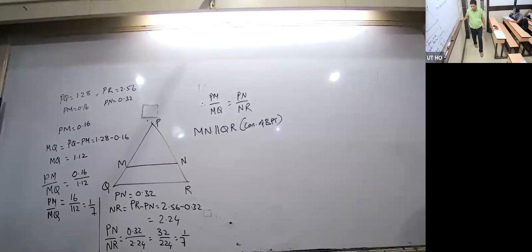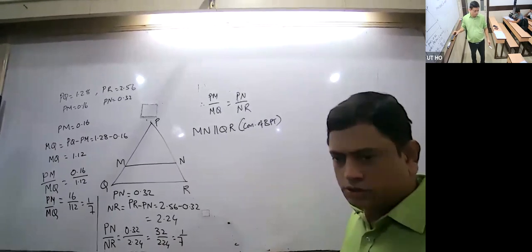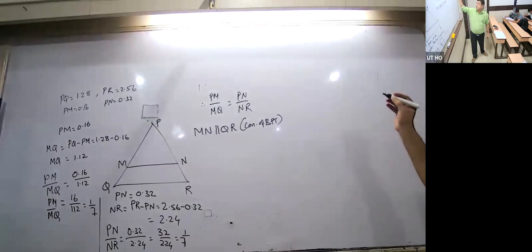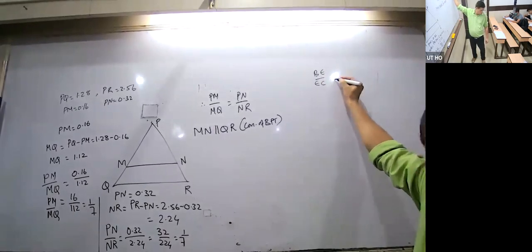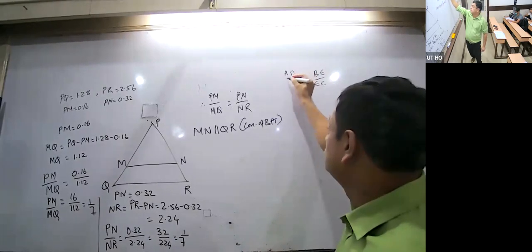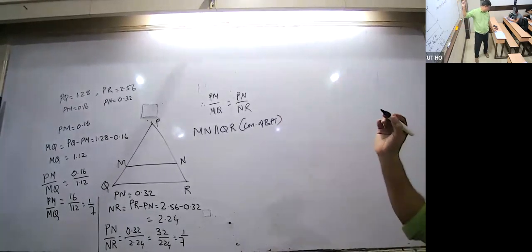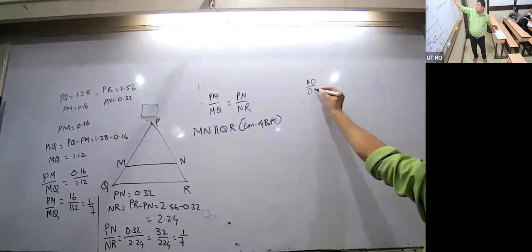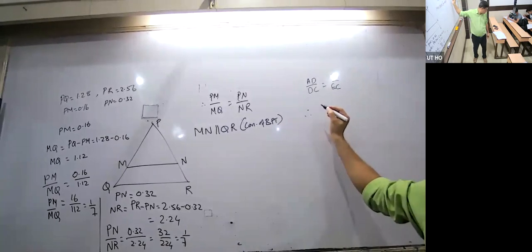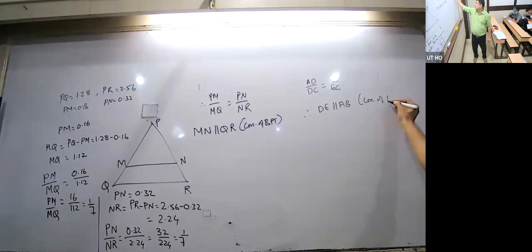Okay, so the first statement you will write is the given condition. What is the given condition? Look at the question and write. AD upon DC is equal to BE upon EC. Therefore, what is parallel to what? DE parallel to AB. Reason: converse of BPT.